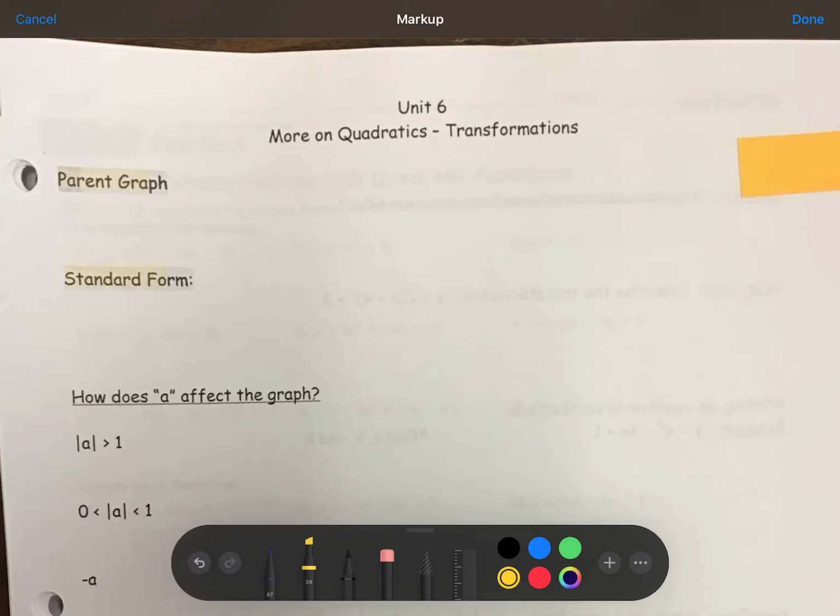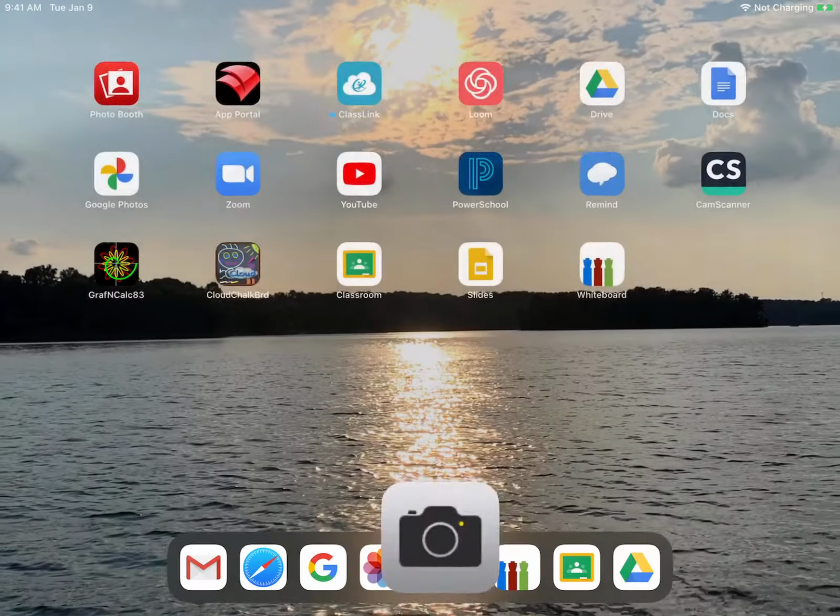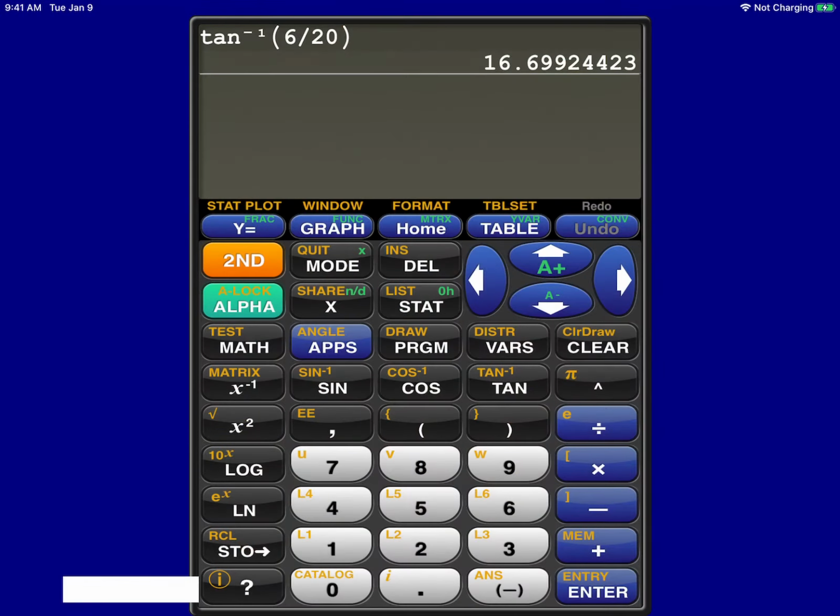So we're going to compare a graph to what is called the parent graph. And the parent graph of a quadratic function is y equals x squared. And if you were to graph this y equals x squared, you would get a parabola whose vertex sits on the origin and it opens up. And it looks just like that. And you can always graph this and you can visually see.